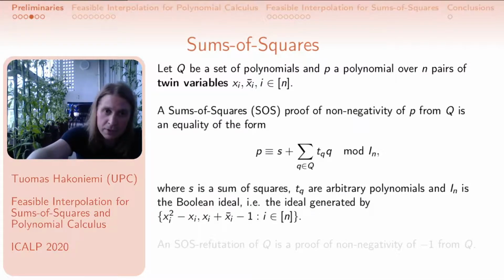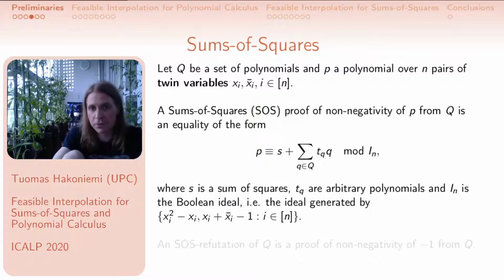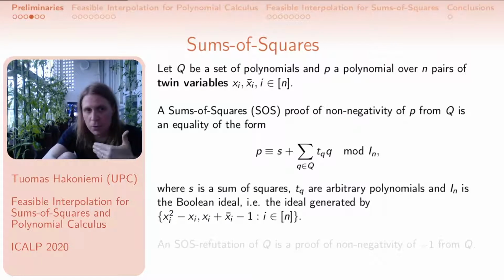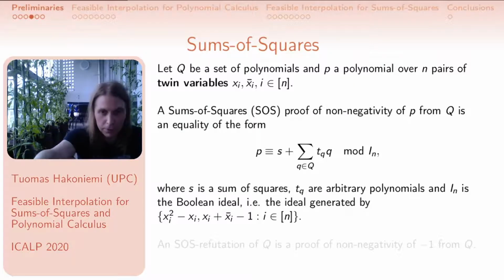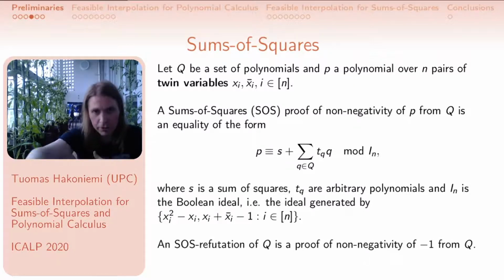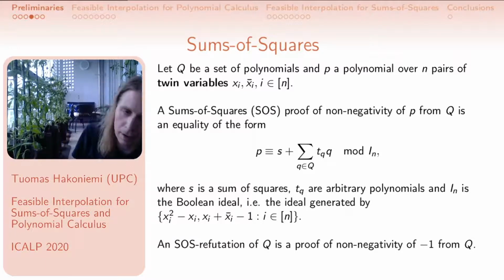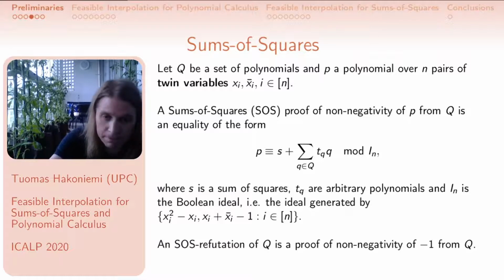Okay, so in this context, a sums of squares proof of non-negativity of P from Q is an equality of the form P equals some sum of squares plus some lifts of the axioms, and this equality is taken modulo the Boolean cube. So such a proof is a certificate that P is actually non-negative on all the 0, 1 roots of Q. And accordingly we call any proof of non-negativity of -1 an SOS refutation.